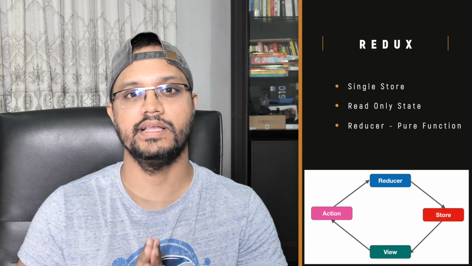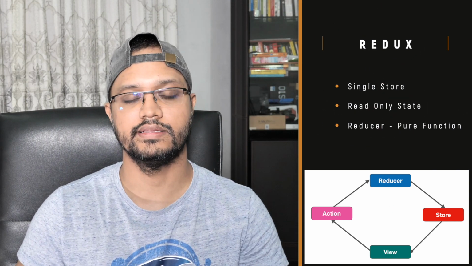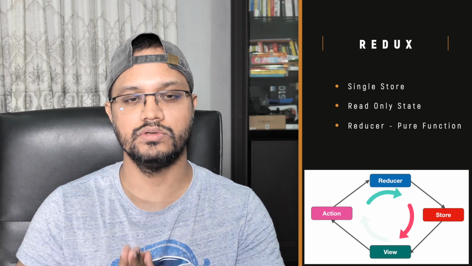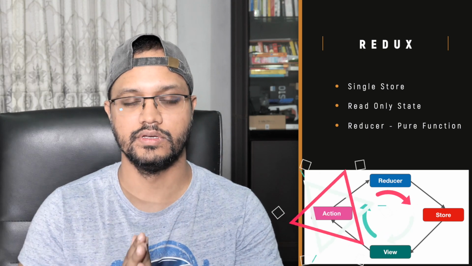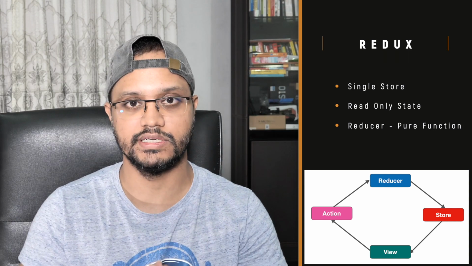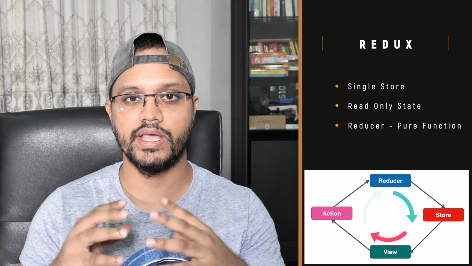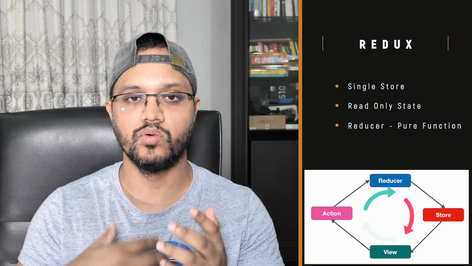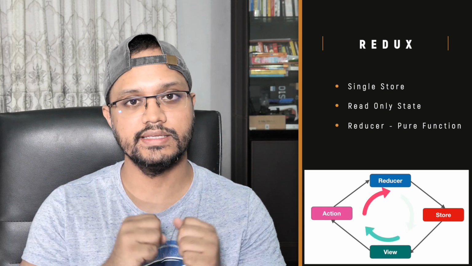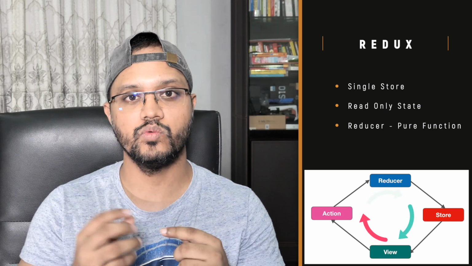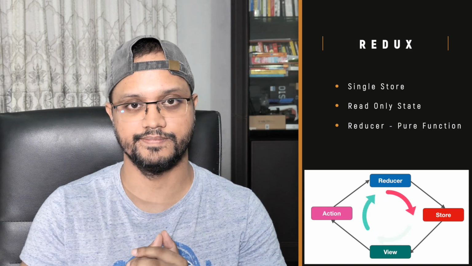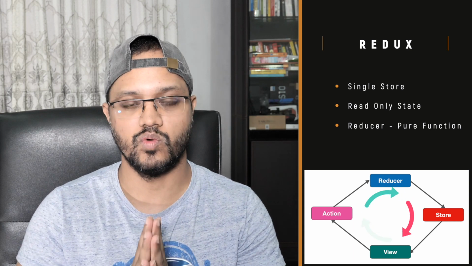The second principle is state is read only. That means if your application needs to change the state, it should dispatch an action, and the action is basically an object. If you want, you can also pass some data, and when you pass this action to the store, it goes through the reducer function. A reducer is basically a pure function that will take this action, create a new state with the modified state object and return that state. So basically Redux works based on these principles.